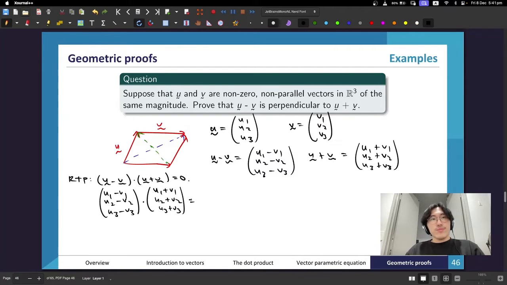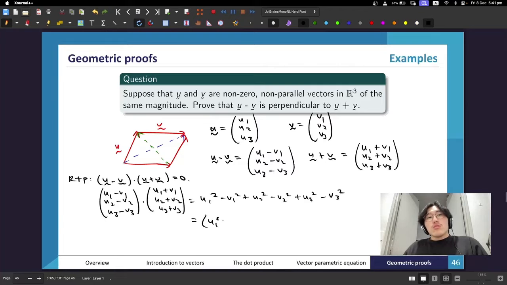That equals, I want you guys to notice the perfect squares that are happening. So we're going to get u1 squared minus v1 squared plus u2 squared minus v2 squared plus u3 squared minus v3 squared. Okay, and let's group them together. So u1 squared plus u2 squared plus u3 squared minus v1 squared plus v2 squared plus v3 squared.